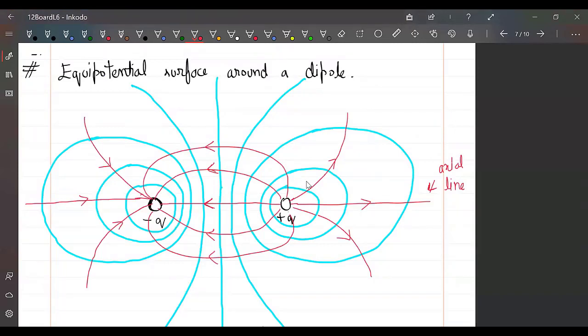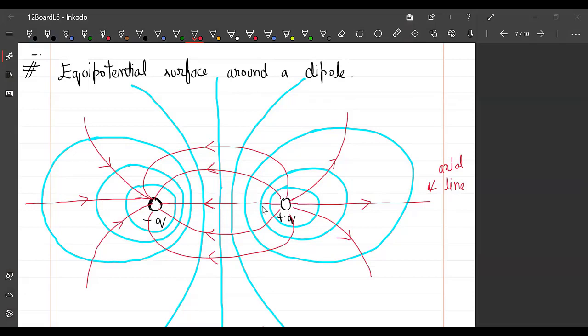If you want to draw equipotential surfaces around a dipole, this is a frequently asked question in competitive exams as well as in board exams. So electric field lines start from plus Q and terminate at minus Q. They radiate away from the positive charge and terminate at the negative charge. So along the axial line, we can say that the electric field is outwards on the right side and from plus Q to minus Q on the inside.